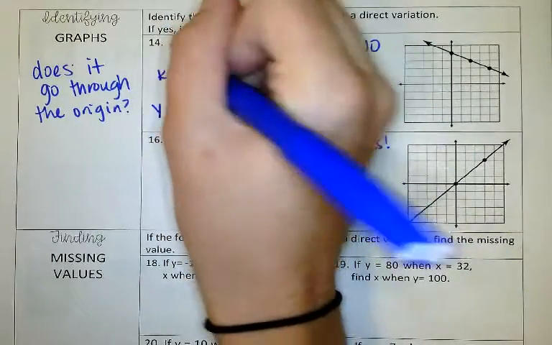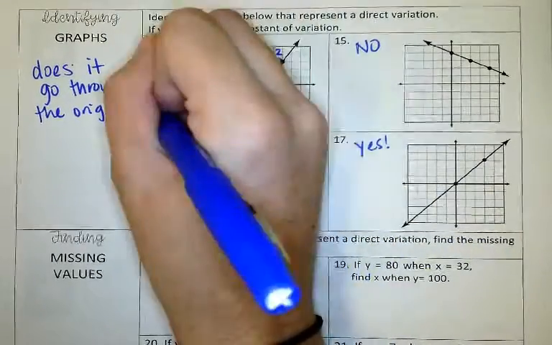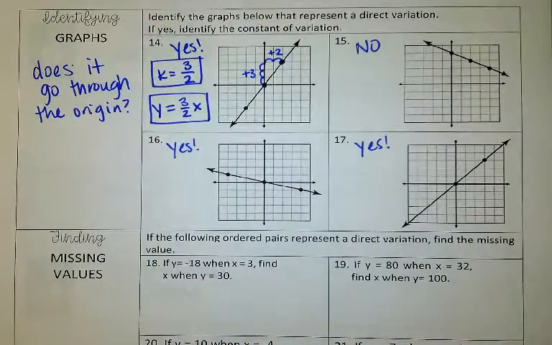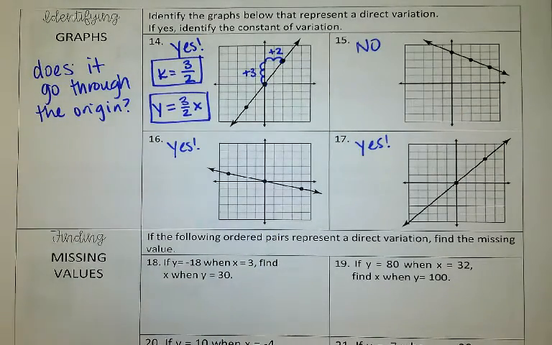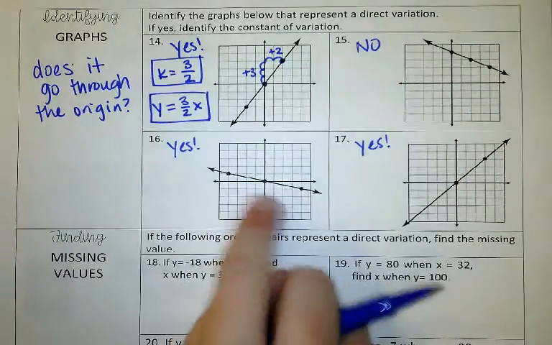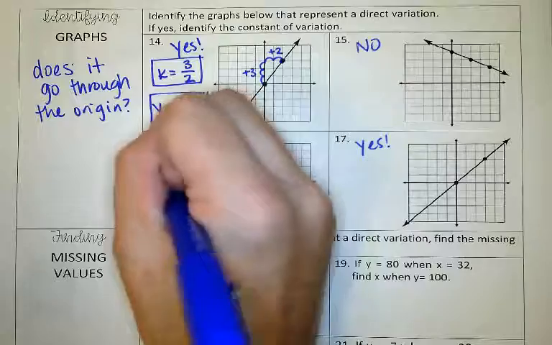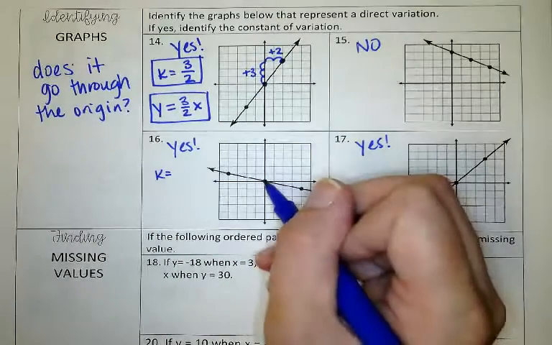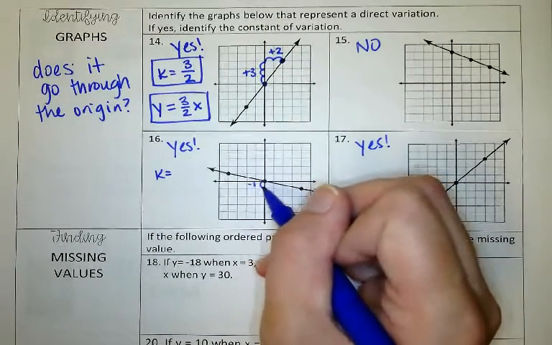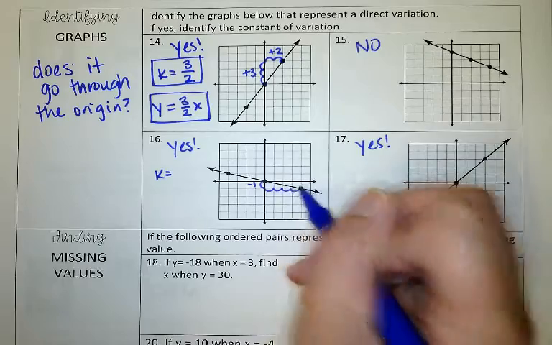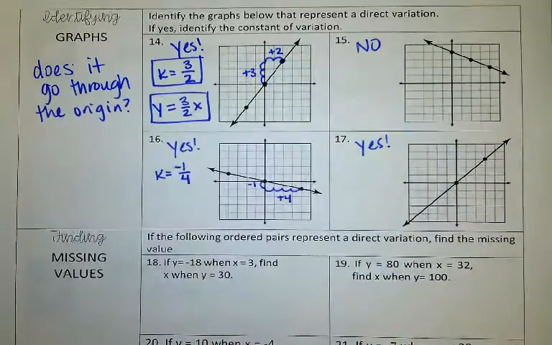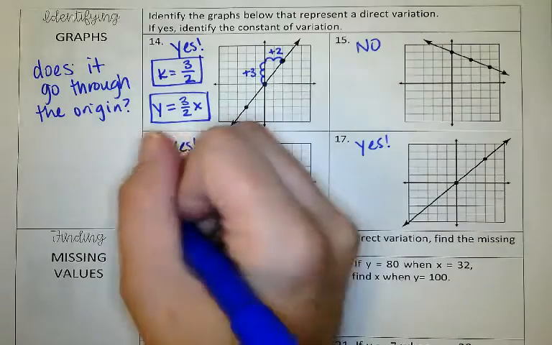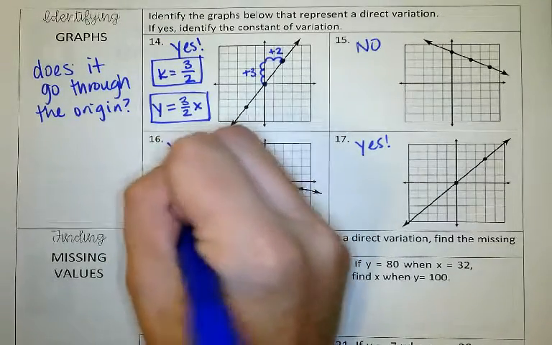It doesn't ask us to write the equation, but I'm going to write the equation. Let's go one extra step. We don't need to write the equation on this one because it's not direct variation. What is my k in this case? We go down 1 and over 1, 2, 3, 4. So it's going to be negative 1/4. So my equation would be y equals negative 1/4 x.